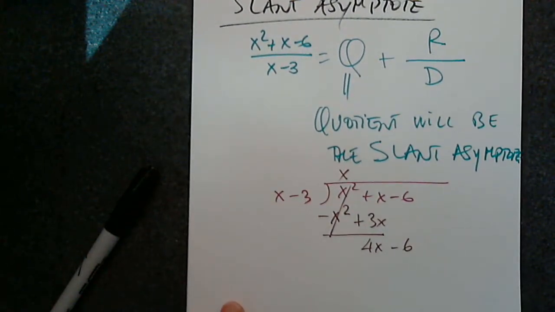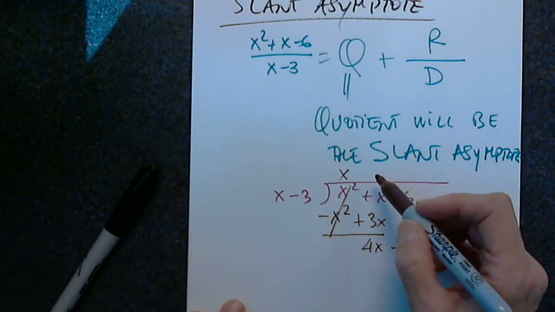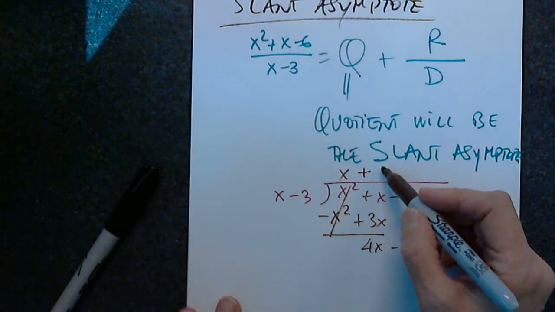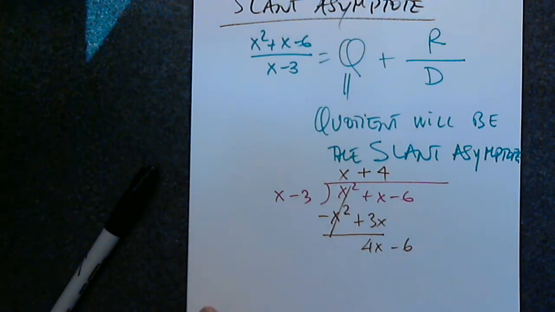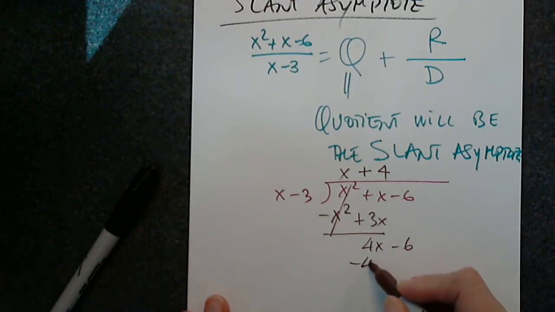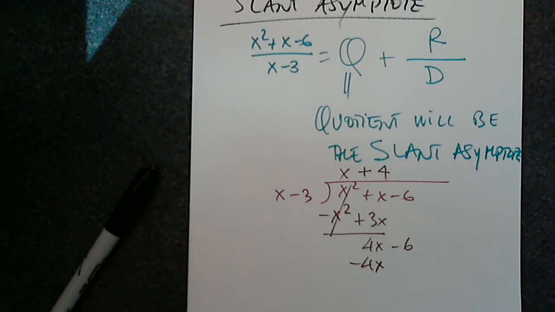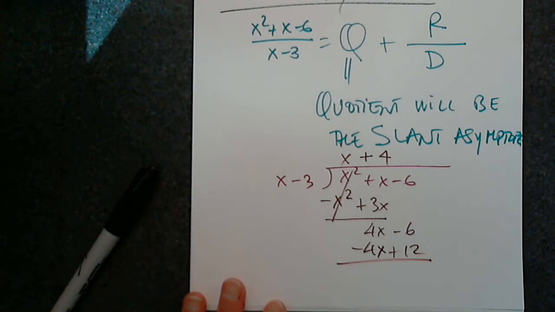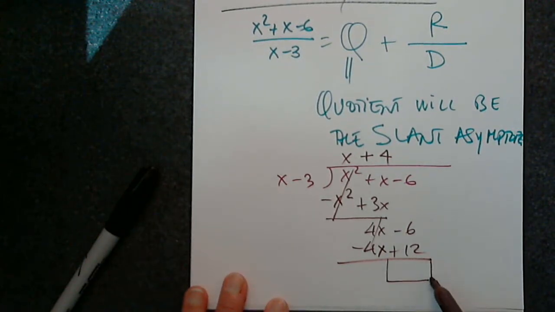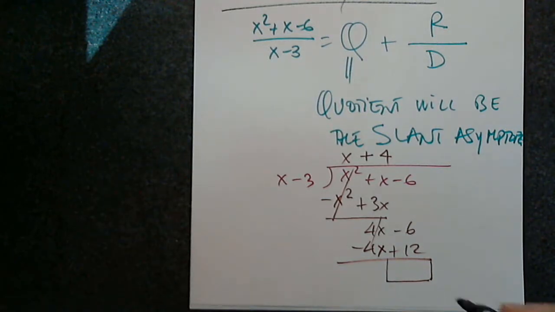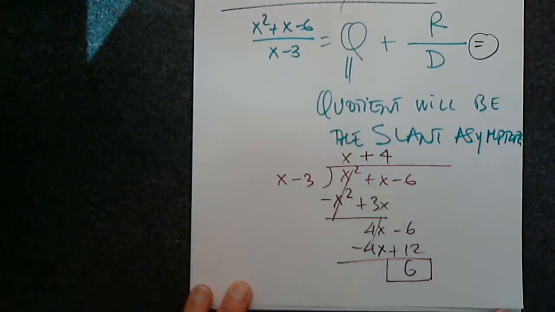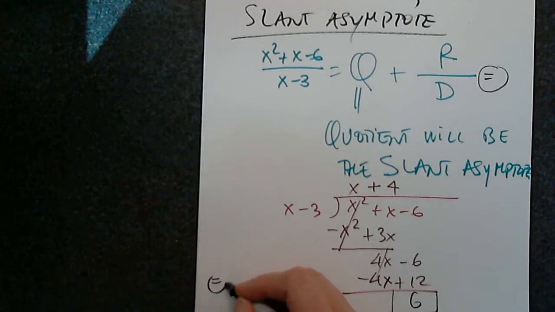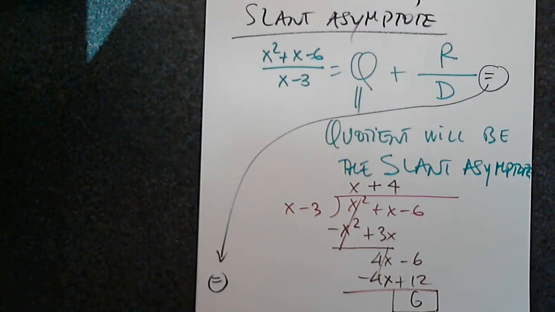X times what is 4x? A sign. We never lie at the top. So x times what is 4x? It must be positive 4. So now 4 times x is 4x. I subtract. 4 times negative 3 is negative 12. But I subtract negative 12, and that's how I get positive 12. What gets in the box? 6 indeed. So can anyone dictate the final answer from here? Quotient.